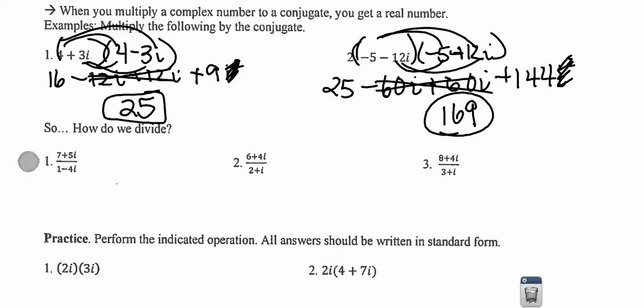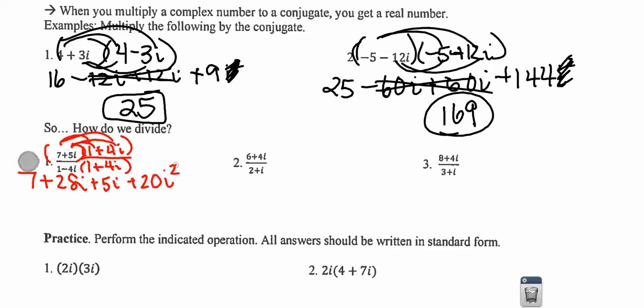So now I'm actually going to do the fun part and actually divide. So notice I have two complex numbers and I want to divide. So how do I divide? I multiply by the conjugate. So the conjugate is what? The conjugate is 1 plus 4i and 1 plus 4i. So I'm going to double distribute on the top. So I have 7 plus 28i plus 5i plus 20i squared. I scribble that out and change my sign.